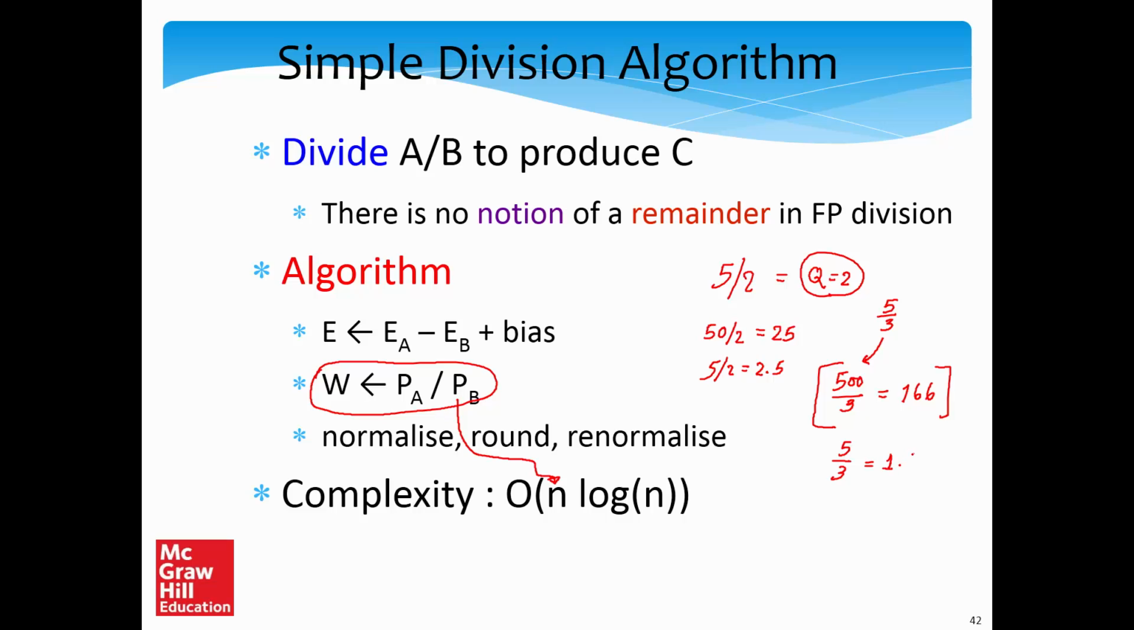5 by 3 is 166 divided by 100, which is 1.66. So similarly, instead of 500 by 3, I could have done 5000 by 3, or I could have done 50,000 divided by 3. So this would have given me 16,666. Then I could have said that now 5 by 3 is 1.6666. So I've increased the number of digits after the decimal point. I've increased the precision of the result.